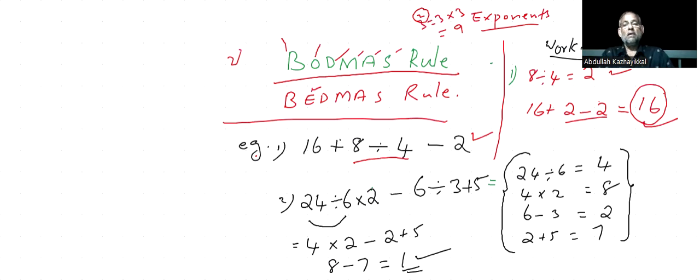Now listen, next question. 24 divided by 6 into 2 minus 6 divided by 3 plus 5. All of you, please try to do this one. You know math is learning by doing. By listening, you can listen, but you have to do. I told you, rough book and fair book must be there. I want to see your work also. Now look, all of you please do. Different answers you will get.